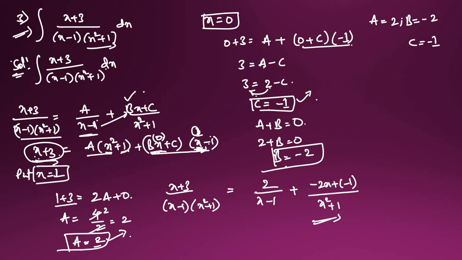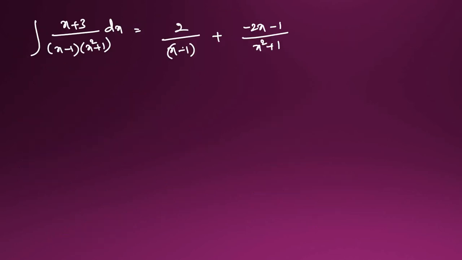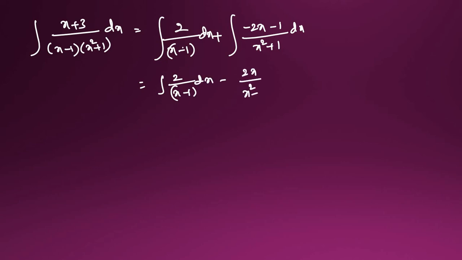So now we have to apply integration to both sides of the equation, then we'll get the answers. So we apply integration here, integral dx will come here. So it will become integral 2 by x minus 1 dx, here minus 2x divided by x square plus 1, integral dx will come here, minus 1. So this minus 1 means integral 1 by x square plus 1 dx will come here.